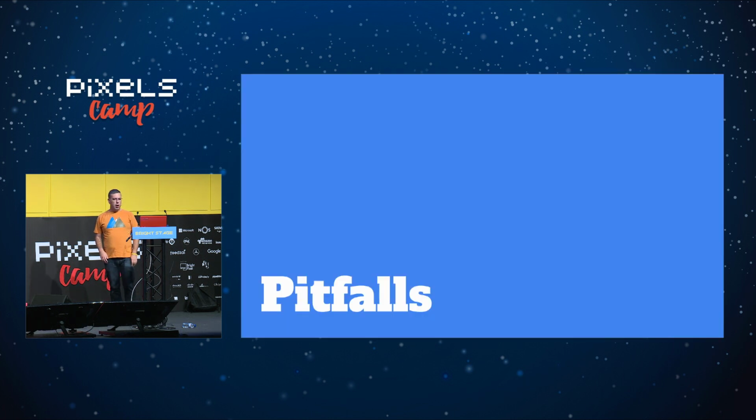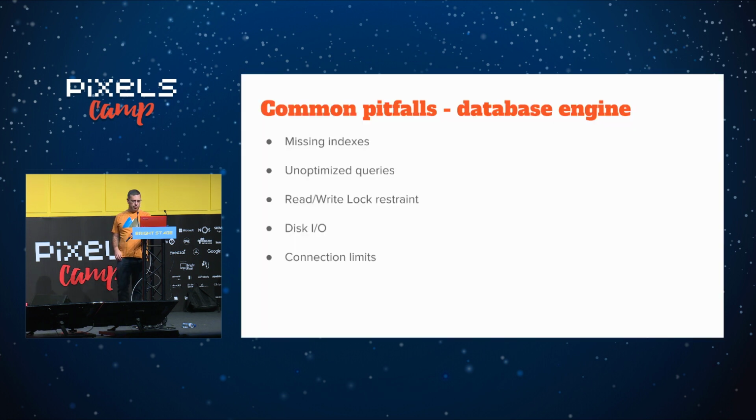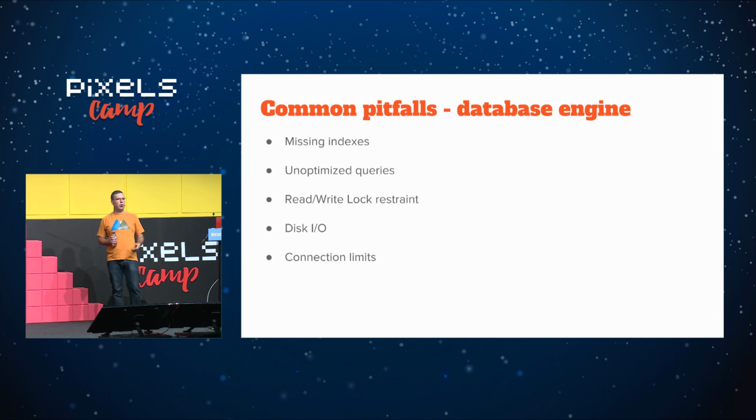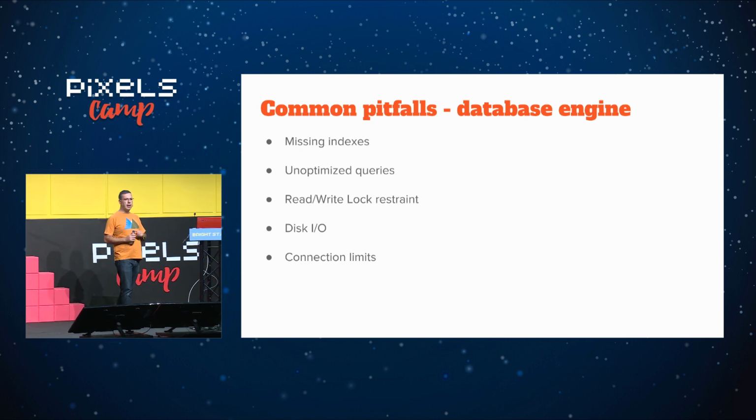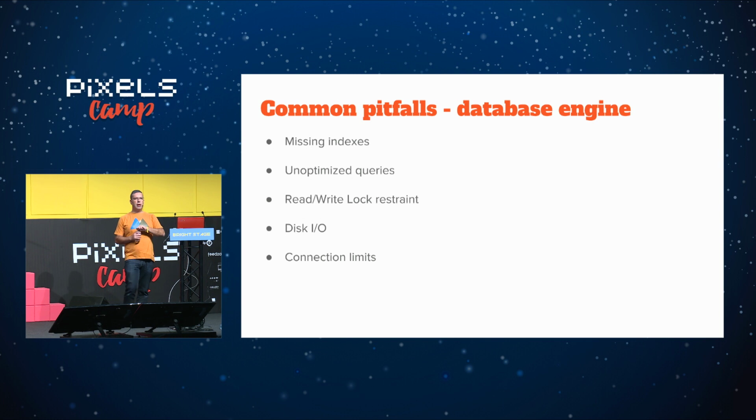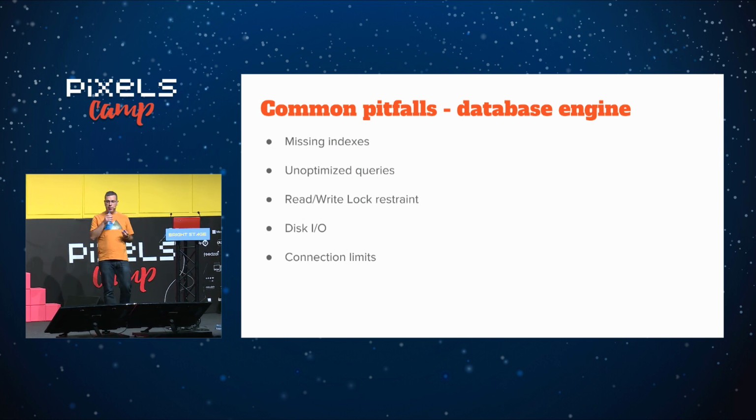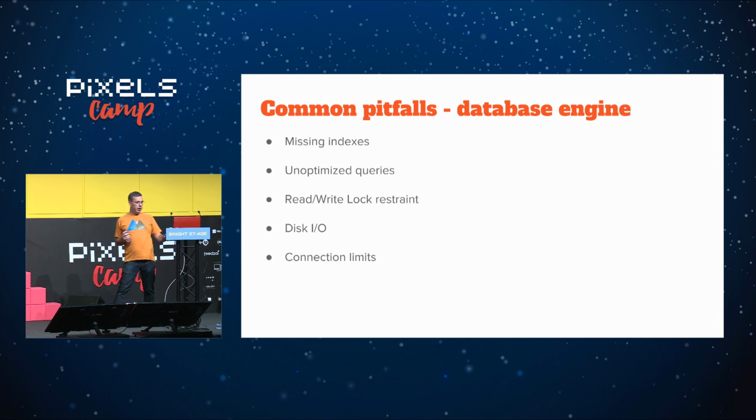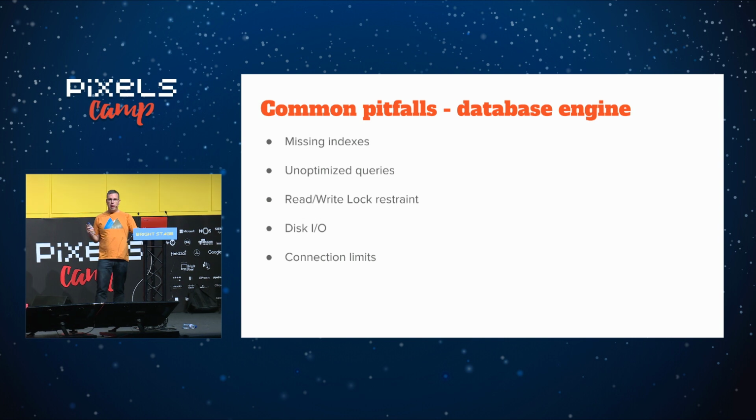So, common pitfalls. Regarding the database engine, common pitfalls that cause the application to run slowly usually are missing indexes. So we have queries that don't have any index support in the database. Queries that are not optimized, read or write lock constraints, disk I/O, and connection limits.